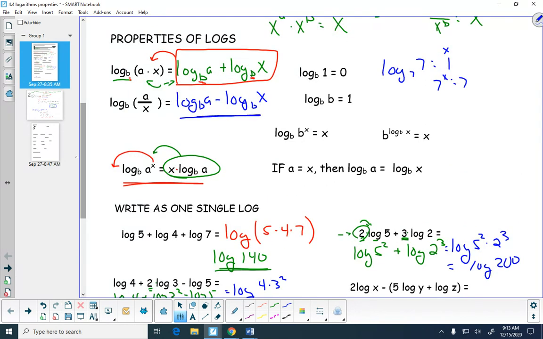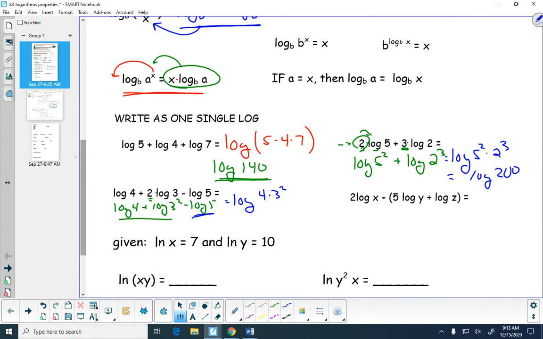If I have the log of two things that are being subtracted, I can take that back into a division. So we can have the log of 4 times 3 squared. If I just want to rewrite this, log of 5 minus the log of 5 there, and take this back one step. So I have the log of 4 times 3 squared, which is 36, minus the log of 5. So we have a log of 36 minus the log of 5.